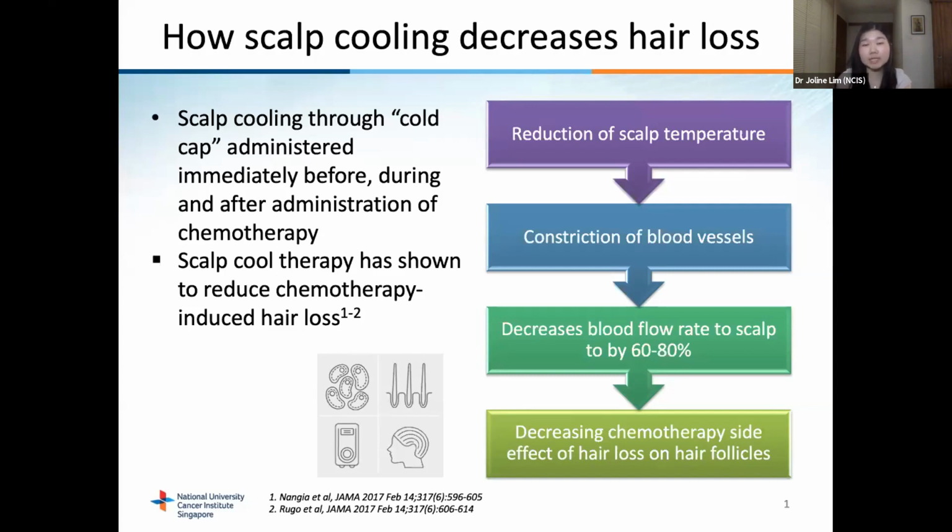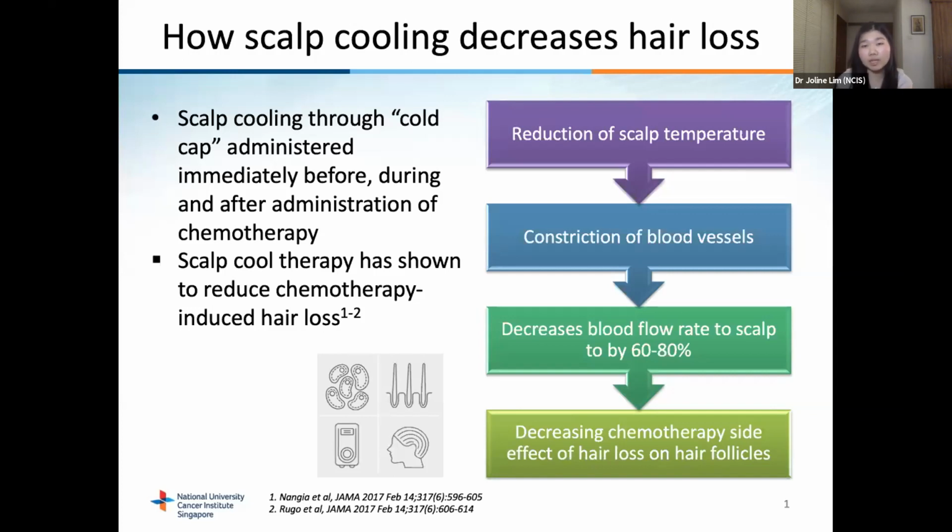This is usually administered before, during, and after the chemotherapy. It usually starts about 30 minutes before the chemotherapy goes in, continues for the duration of the chemotherapy, and after the chemotherapy it continues for somewhere between 30 to 90 minutes, depending on the type of chemotherapy that you get. It has been shown to be successful in decreasing chemotherapy-induced hair loss, with varying degrees of success depending on the chemotherapy regimen. It can be as low as 10 to 20% for certain types of chemotherapy and as high as 80% for others.